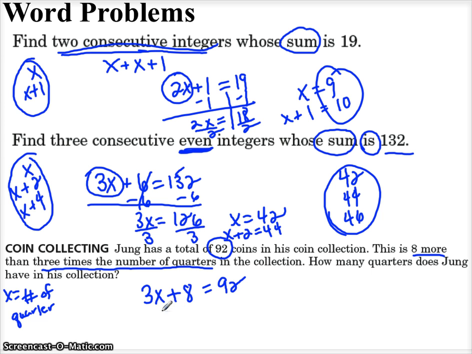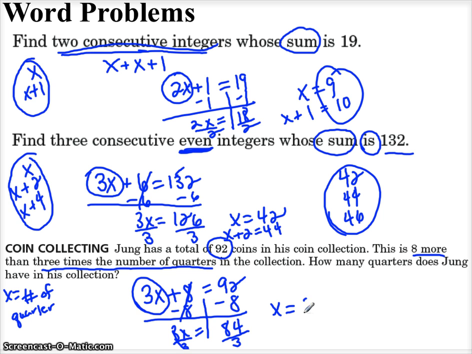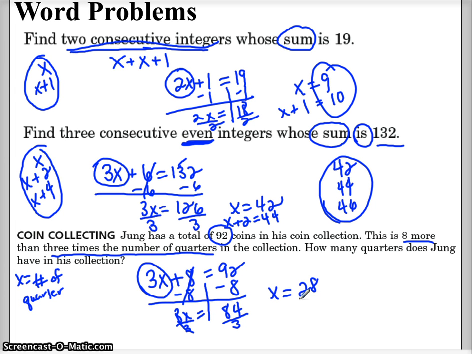Once you have your equation, now it's just solving. Here's your 3x. So minus 8. 92 minus 8 is 84. And then divide by 3. So x equals 28. So that would be, x is the number of quarters, so he has 28 quarters.